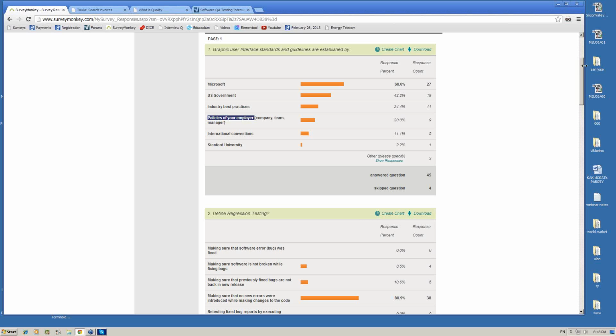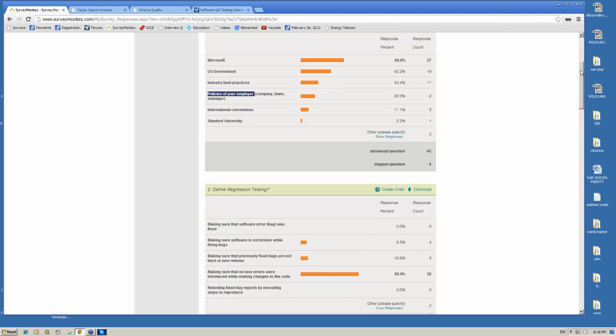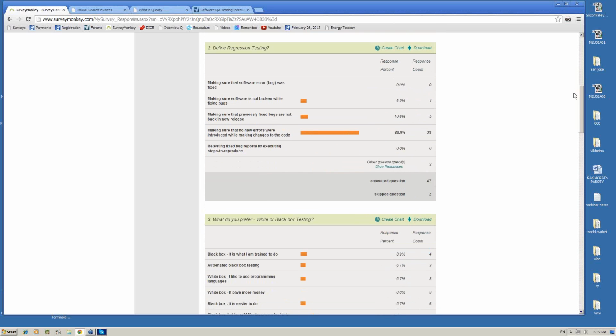Okay, we are moving to the second question here. It says define regression testing. Let's see what we've got. Making sure that software error was fixed. Good, never say that. That one is called verification of fixed bugs.